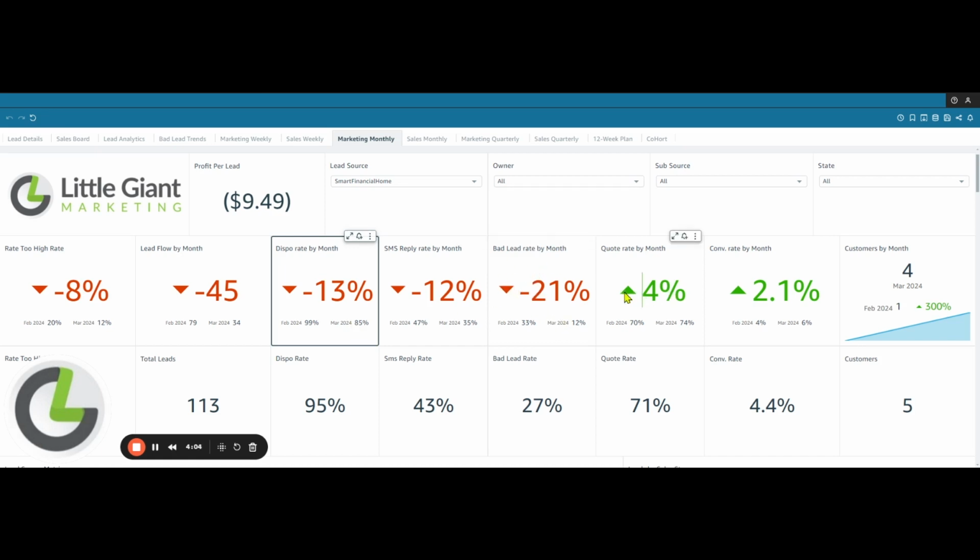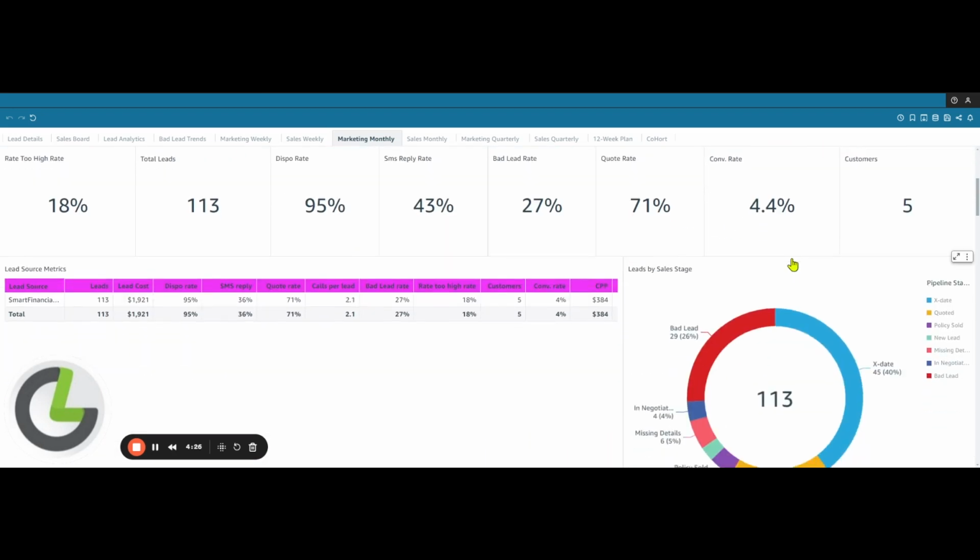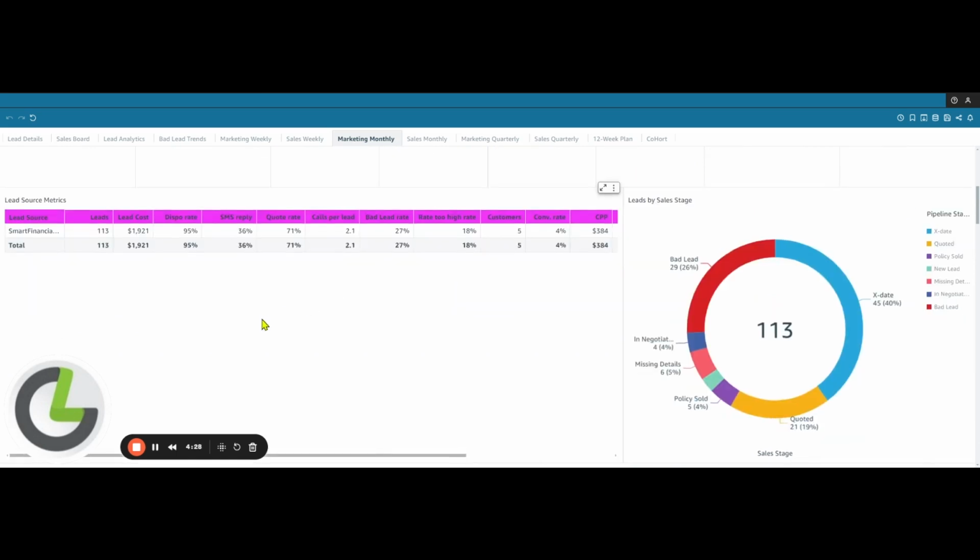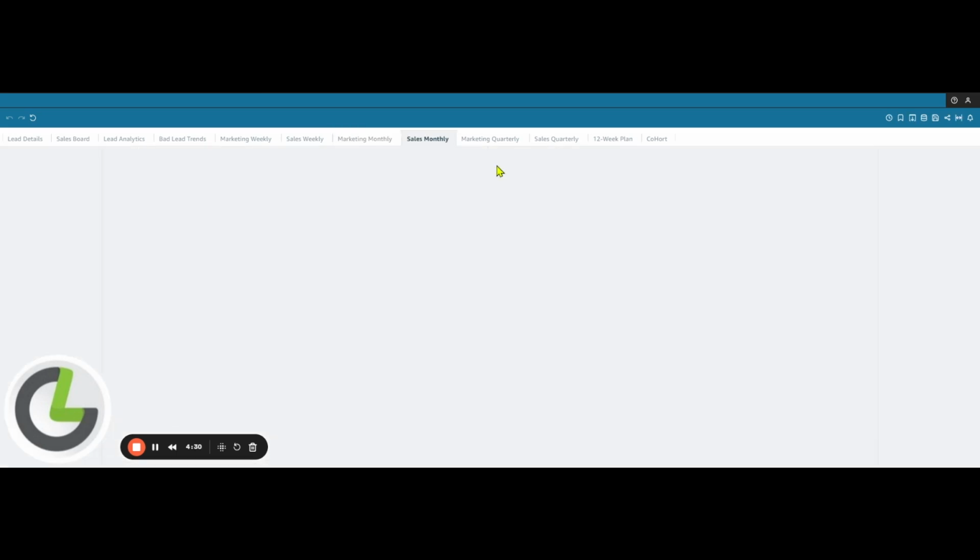Next is bad lead rate. We'll get into that. Quote rate. So quote rate did go up. It could have been the case where we were overwhelmed with leads, so we lightened up the lead stream. Now we can catch up. So we actually quoted more business, which results in more quotes, more customers. And we can see that the conversion rate went up as well from 4 to 6%. So a good trend there. So scrolling down, actually, let's switch to Sales Monthly.